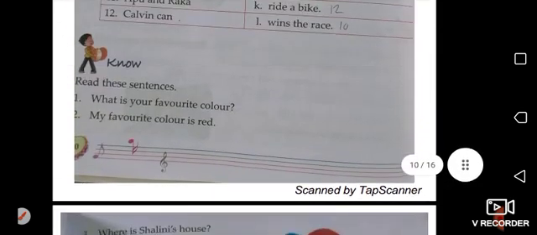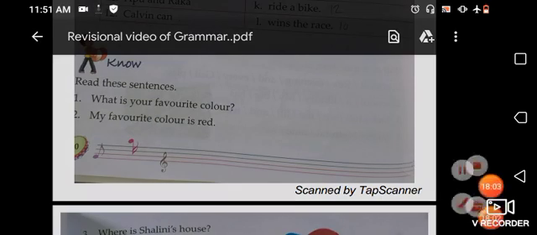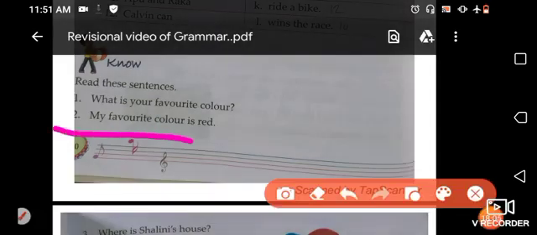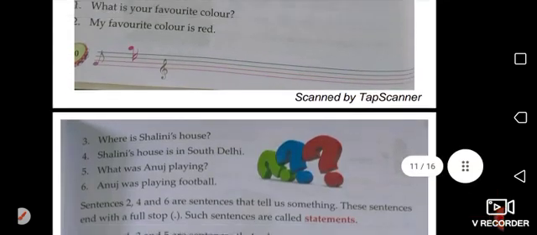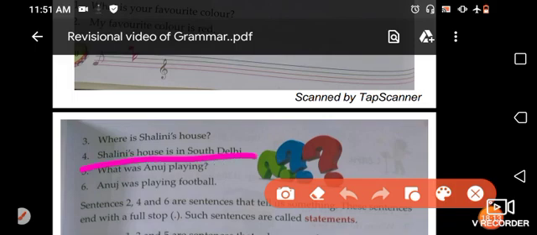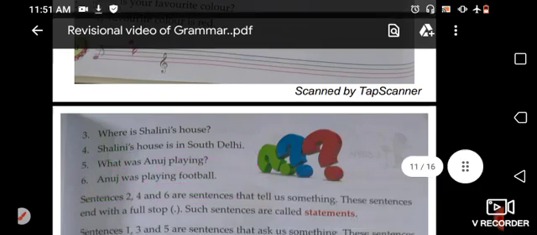Okay. As you can see, sentences 2, 4 and 6 are statements. These are sentences that are telling us something, which start with a capital letter. You can see they start with a capital letter and end with a full stop. Such sentences are called statements.